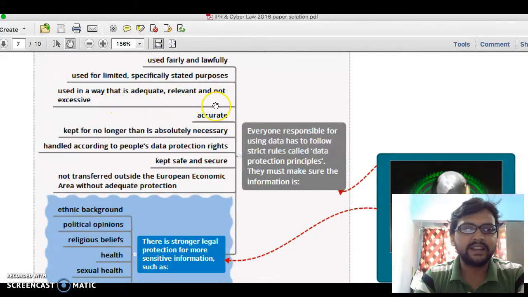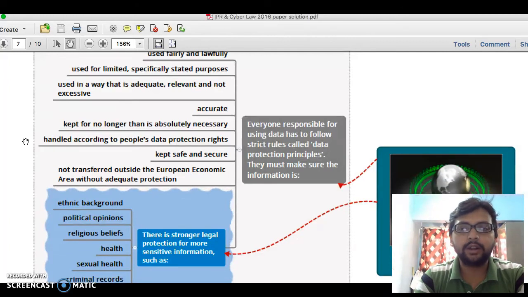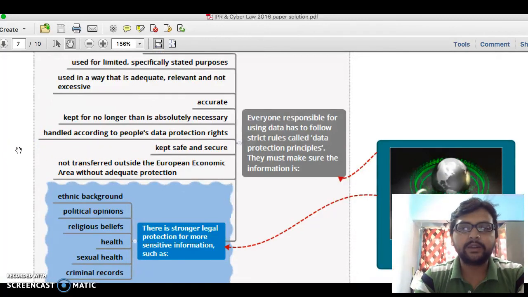Used in a way that is adequate, relevant and not excessive. Accurate information kept for no longer than is absolutely necessary. So if I am a user with some company for 6 months, then after 6 months they are not allowed to keep my record. Then handle the same way according to the People's Data Protection Act. So some rules are already given here, and those standards or protocols one company should follow. If a company does not follow those protocols, then the government or some audit based company is directly going to cancel their license.